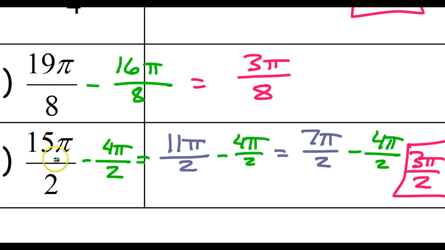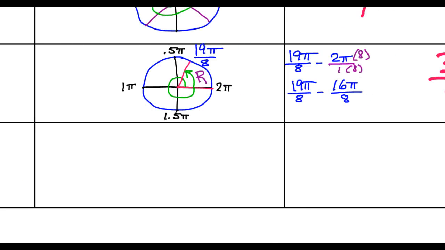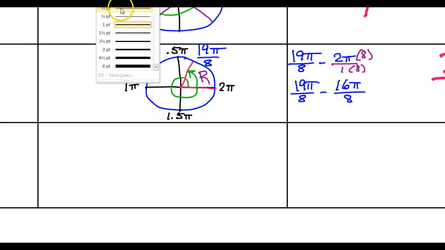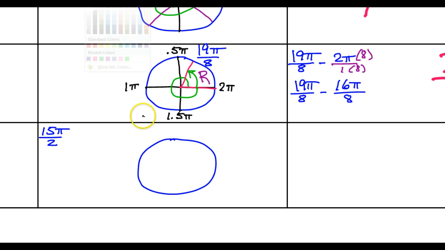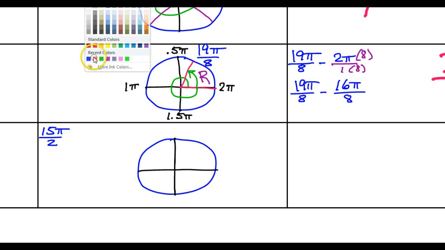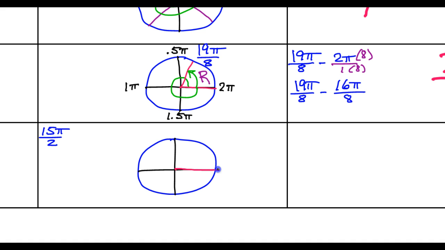Alright, let's go ahead and do the sketch now. 15 pi over 2. Alright, so we're doing 15 pi over 2. So let's go ahead and draw this thing. It's crazy. Alright, so there's pi over 2. Alright, so here is the initial side. Now I'm supposed to do 15 pi over 2.